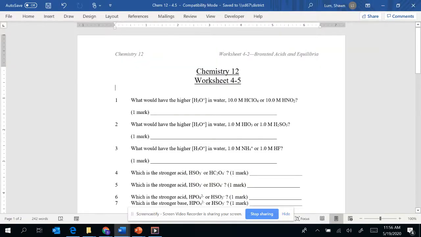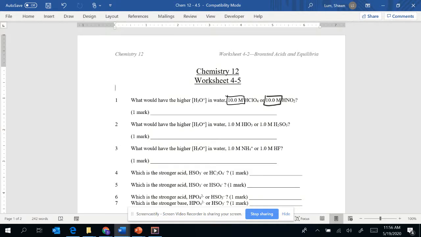So first off, we're going to go through this and take a look at some of these questions. The first one says, what would have the higher H3O concentration in water, HClO4 or HNO2? We have the same molarity. So that's important.